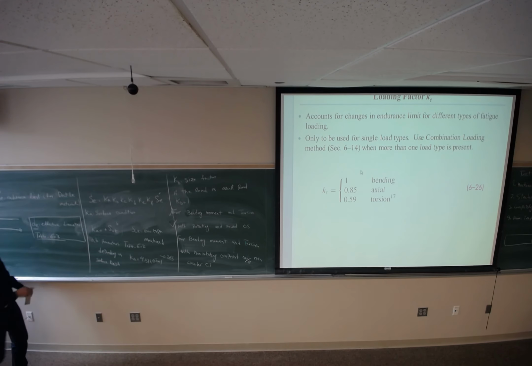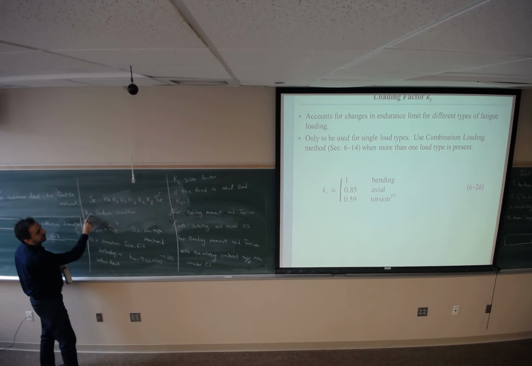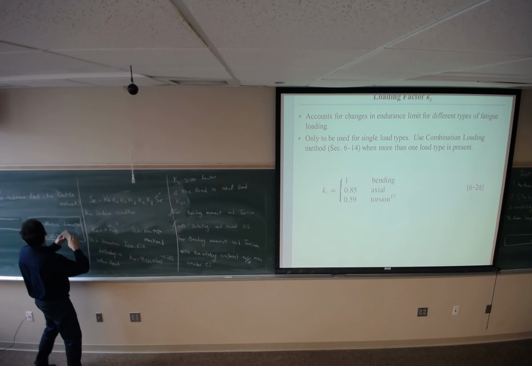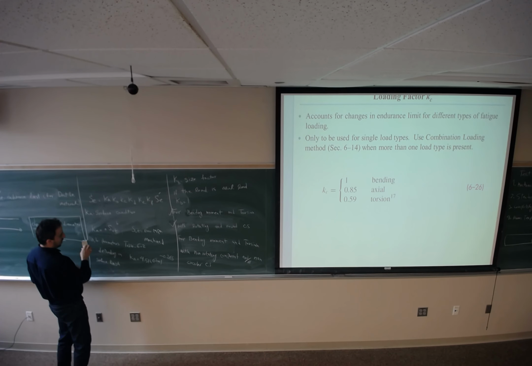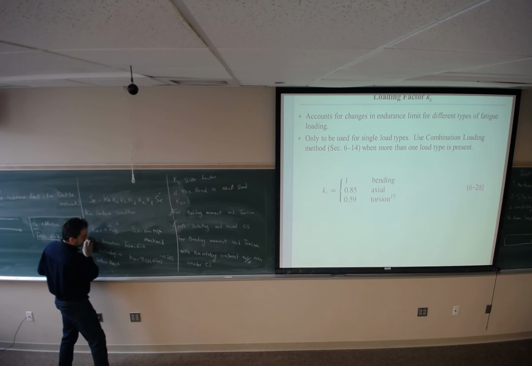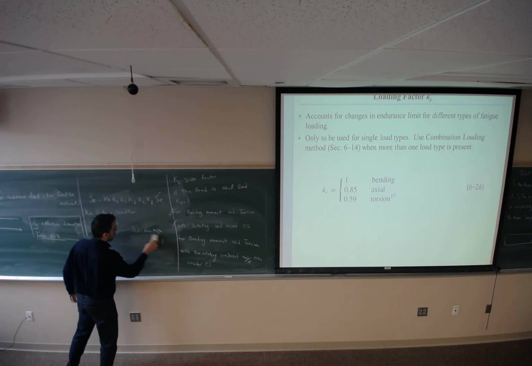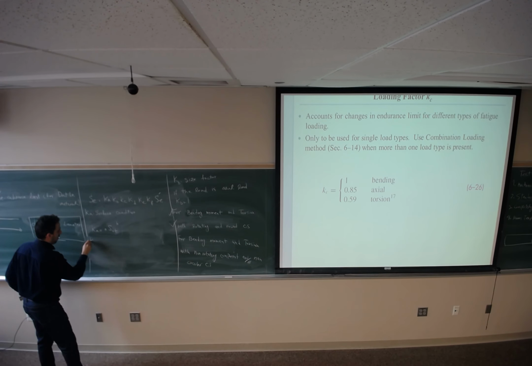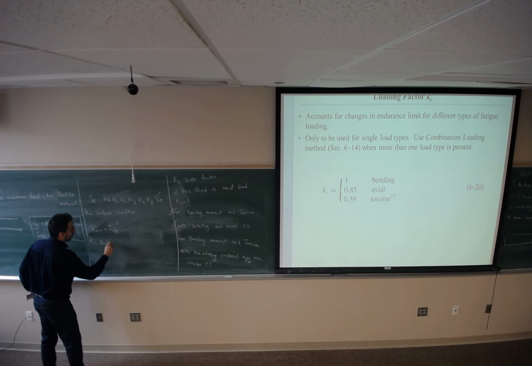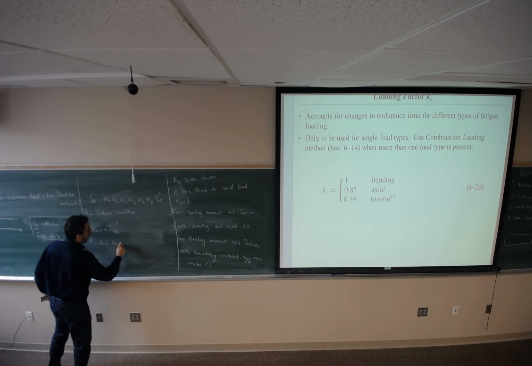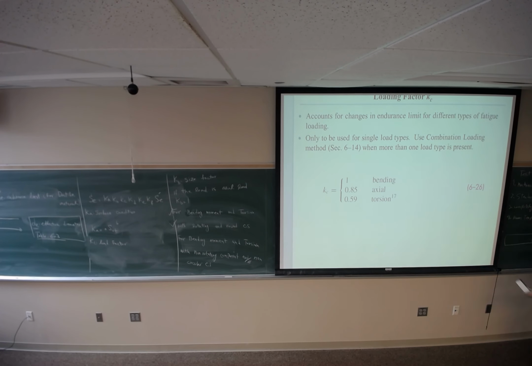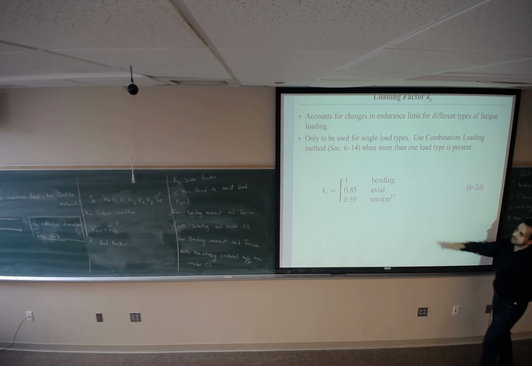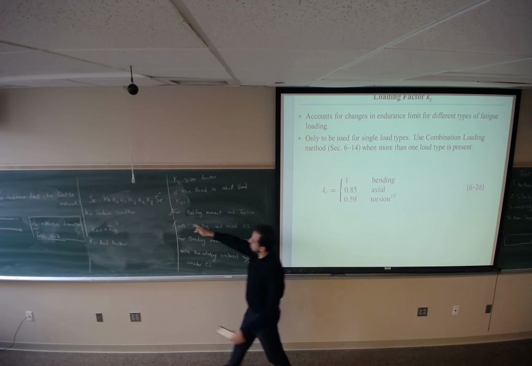Ka is surface condition. Kb is size factor. Kc is load factor. If you have pure bending, it's not going to affect. It's going to be the same as this one. So it's not going to change the endurance limit. So Kc is going to be 1.